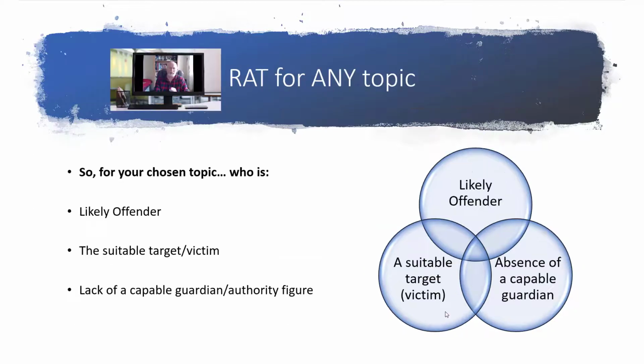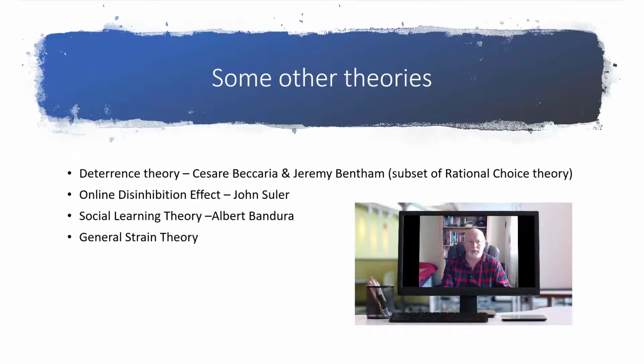So who's playing the different roles? So RAT, routine activity theory, for any topic: for whatever your chosen topic, who's playing the role of the likely offender, suitable target or victim, and where's the lack of the capable guardian, the authority figure? We've done loads of examples, not too difficult to figure out. In terms of some other theories that you might want to bring in, when I saw people's formative assessments, it was good that people had brought stuff in from psychology, and from general sociology.